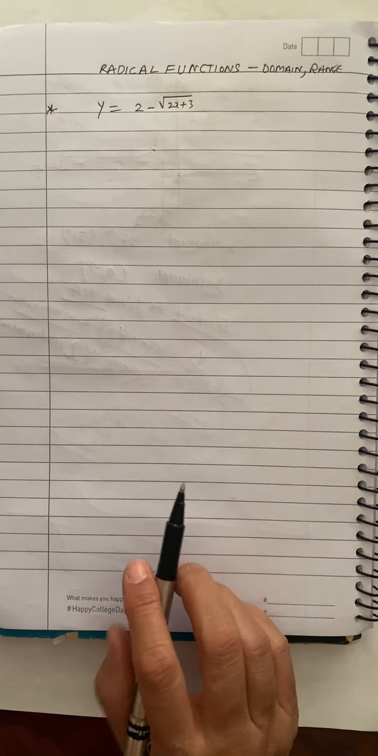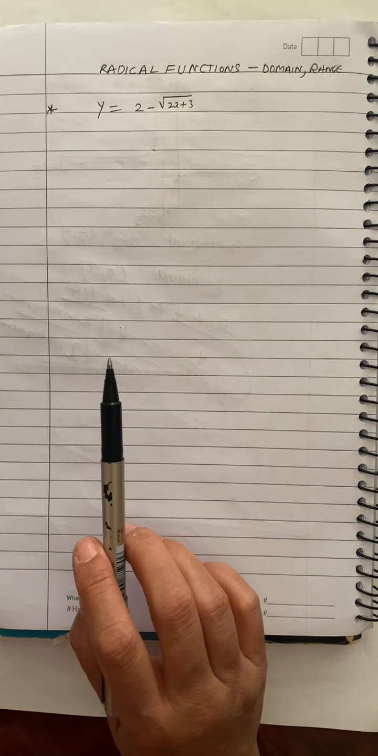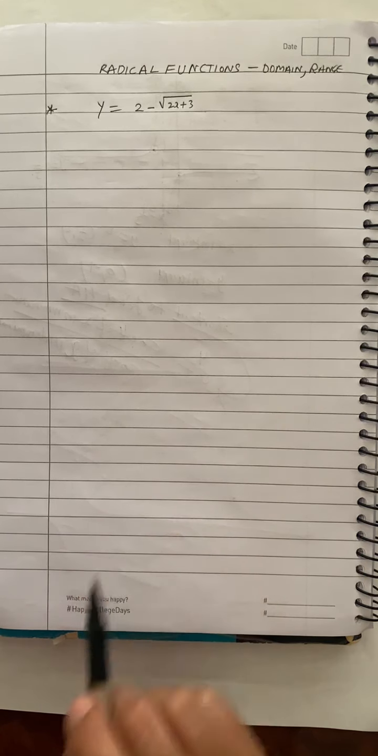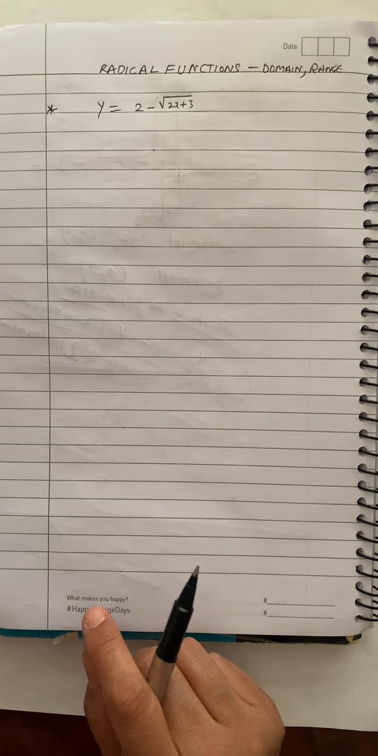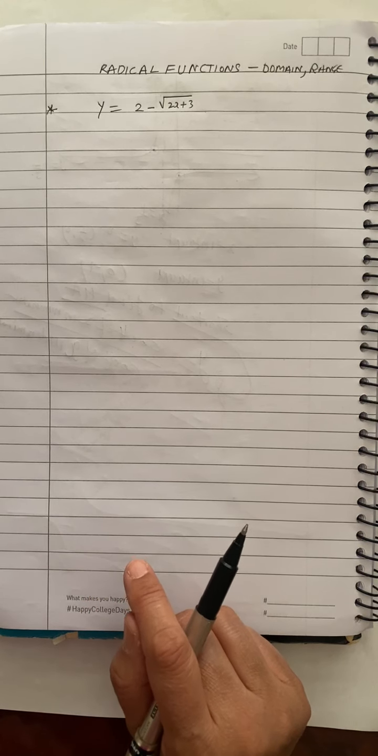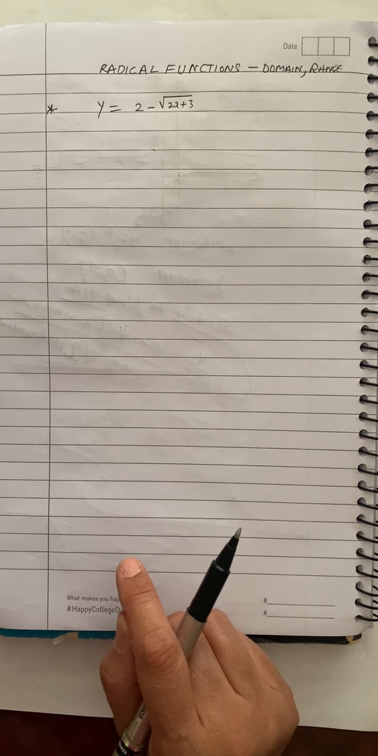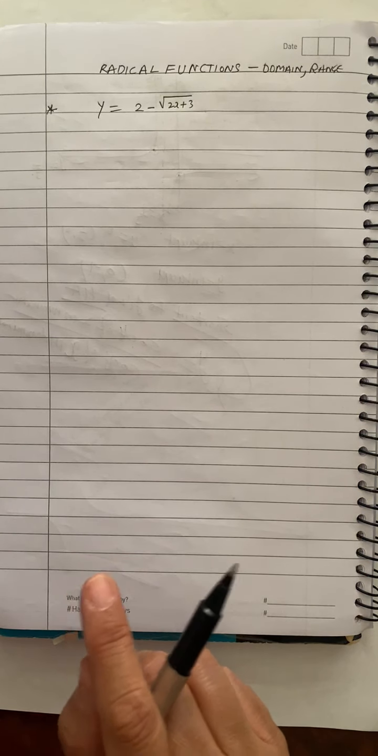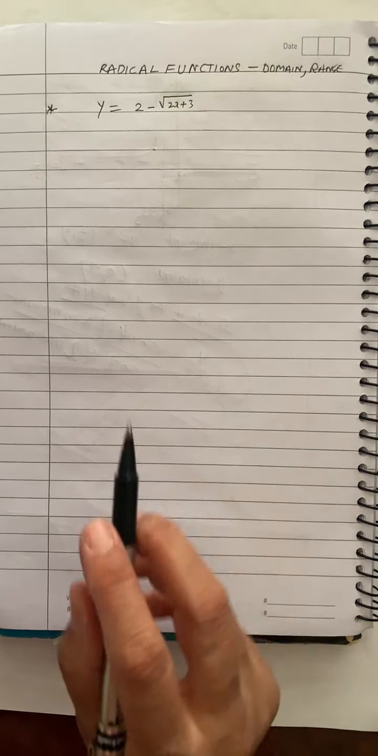In today's lesson, I'm going to do a few questions on radical functions, finding domain and range, and radical plus reciprocal function, how to find the domain and range of that, and then reciprocal function with the non-linear as a denominator. So I'm going to do a couple of examples on that.